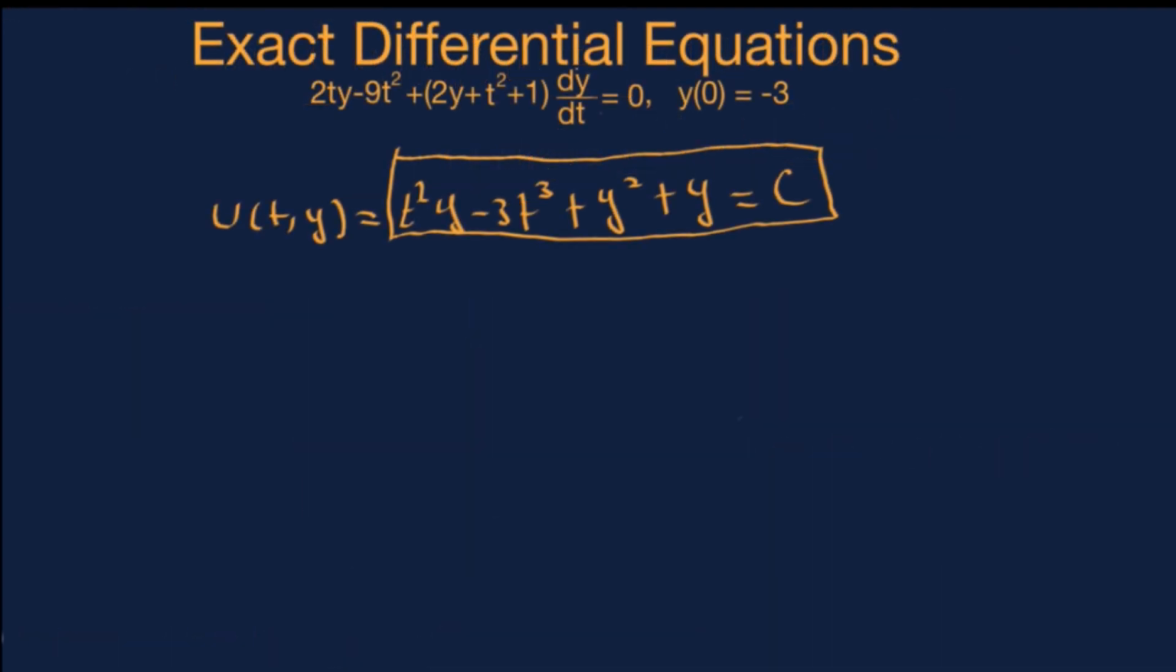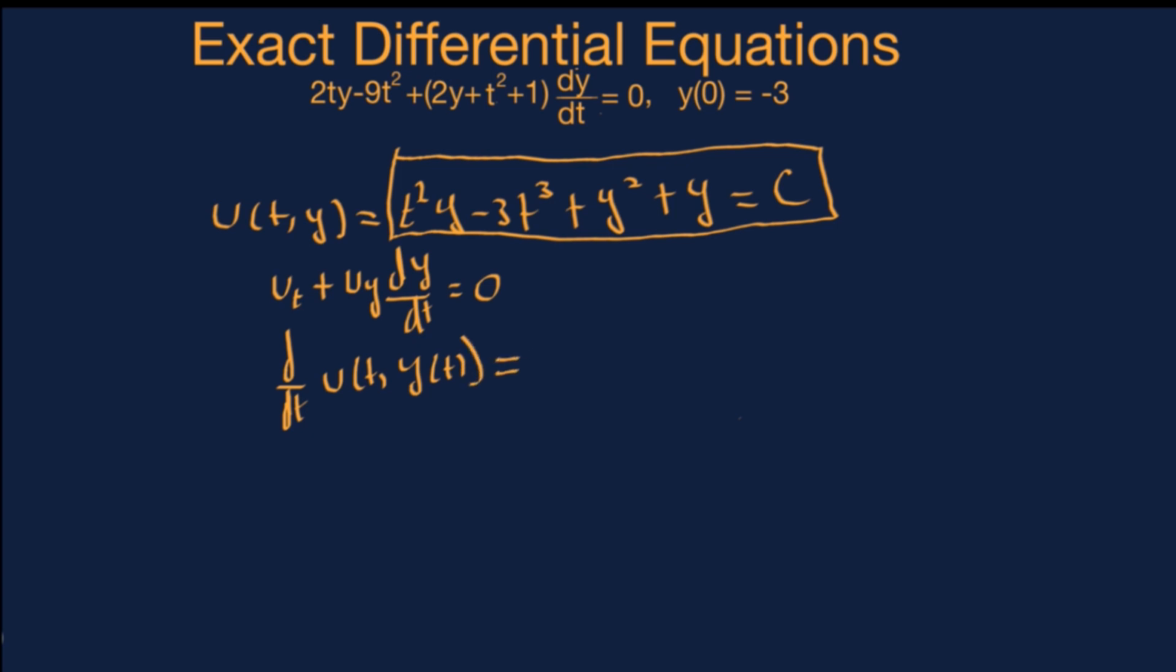So now we have our special function u, and we said that it's a constant. And the reason why we know this function is a constant is because the original equation can be expressed as the partial derivative of u with respect to t plus the partial derivative of u with respect to y times the derivative of y with respect to t. And all of that will be equal to 0, which is the same thing as saying the ordinary derivative with respect to t of the function u of t and y, which is also a function of t.